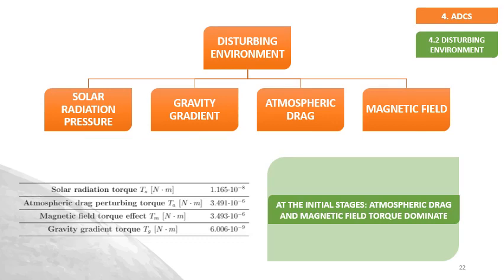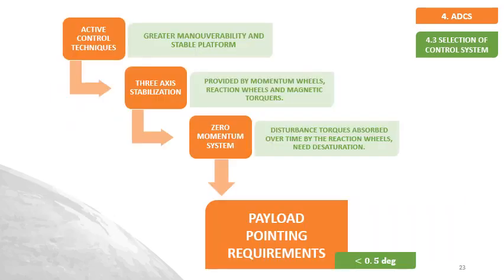Nonetheless, as the satellite reaches farther distances from the Earth, a further evaluation of the disturbing torques will be needed. At the end, in order to be able to balance the disturbing environment, the components of the ADCS system need to be defined. An active control technique has been selected, aiming for greater accuracy and avoiding the spinner configuration, based on 3-axis stabilization and a zero momentum system. This selection has been highly influenced by the payload pointing requirements.